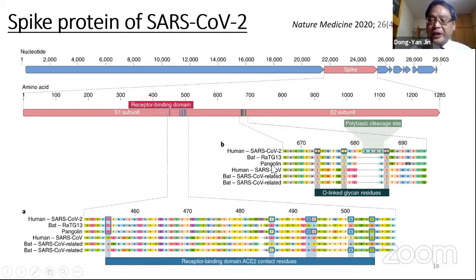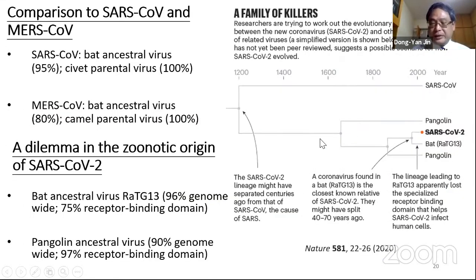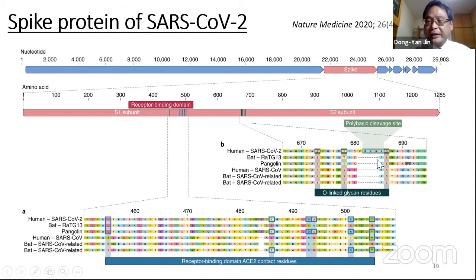But for pangolin coronaviruses, they share only 90% identity genome-wide with SARS-CoV-2. They are more similar in the receptor binding region, sharing 97% homology instead of only 70-something percent between the bat and human viruses. So those are two important details to know. And then the third important detail to know is that if we compare SARS-CoV-2 with the bat and pangolin viruses, we know that there are these insertions.